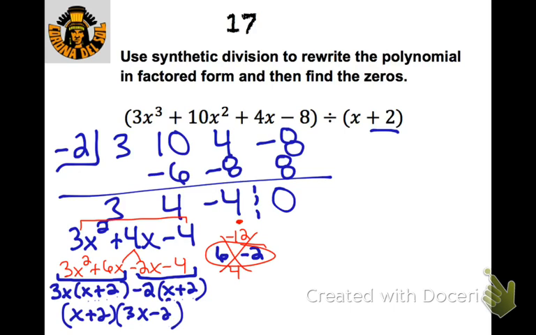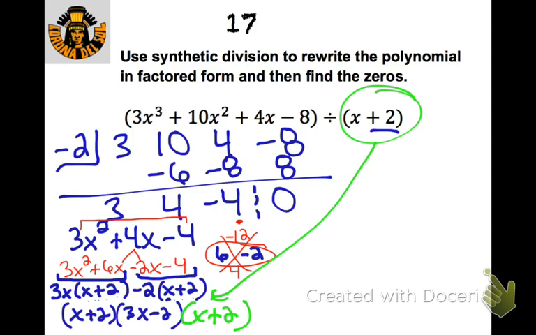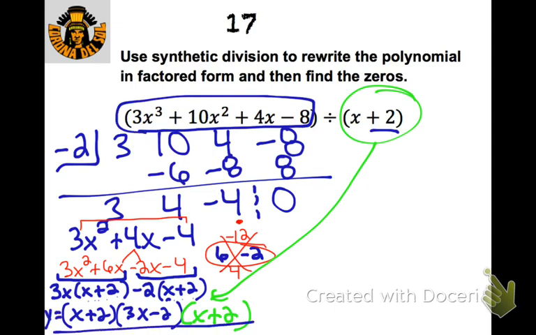Then remember, since we're trying to write this in factored form, we just bring this guy down. So we have the x plus 2, and so those three put together are equivalent to this original polynomial. So we could just say y equals that. And so this is our factored form. And then it says find the zeros. So then we just have to take each of these little factors and set them each equal to 0.